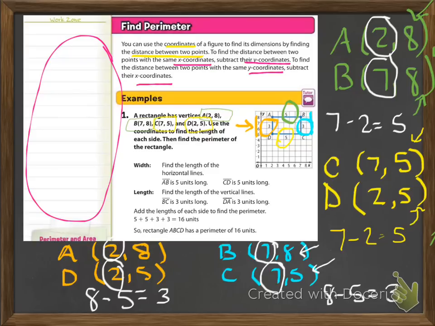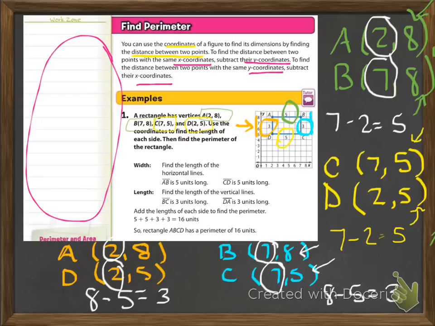So what we've done is essentially just use the points. Obviously we can see the shape here, but even if they had just given these points in a word problem, we should be able to draw the shape and find the length of each side. So that's what you've done here.